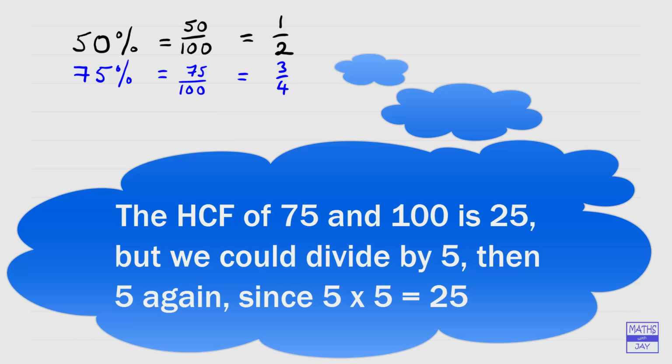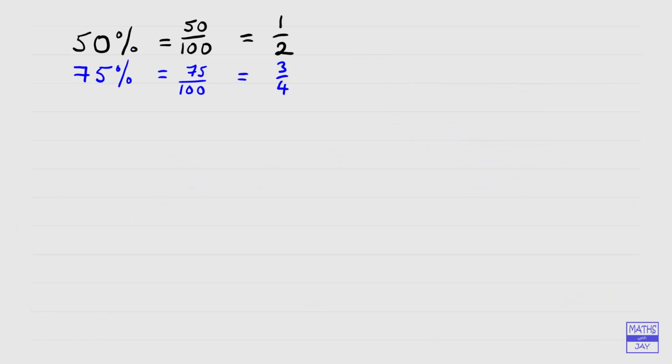You don't have to divide by the highest common factor, but if you just divide by another factor, you'll find that you'll need to do another division afterwards. So for example here, if we had divided numerator and denominator by 5 to begin with, we would have got 15 over 20, and then we would have needed to divide by 5 again to get 3 over 4.